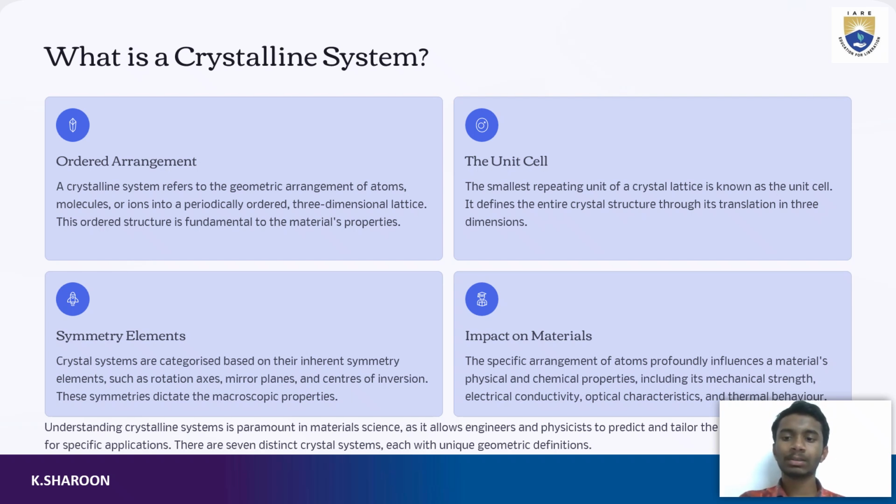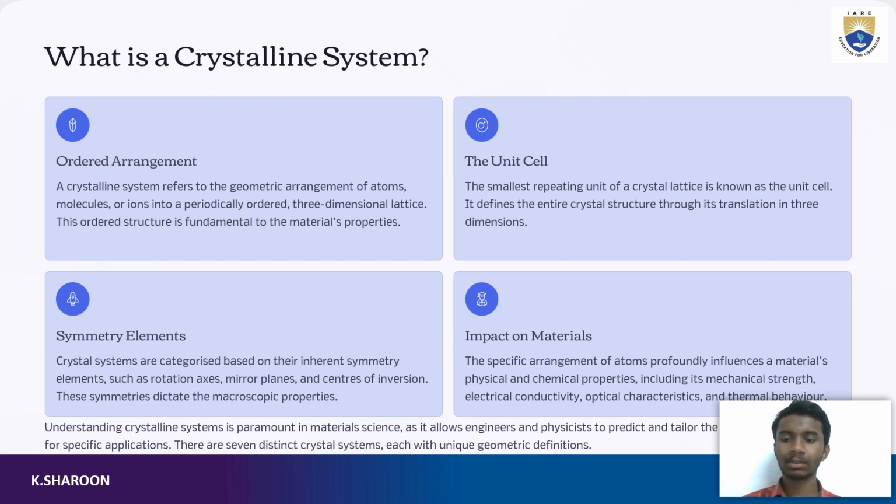What is a crystalline system? Ordered arrangement. A crystalline system refers to the geometric arrangement of atoms, molecules, or ions in a periodically ordered 3D lattice. This ordered structure is fundamental to the material's properties. The unit cell. The smallest repeating unit of a crystal lattice is known as the unit cell. It defines the entire crystal structure through its translation in three dimensions.